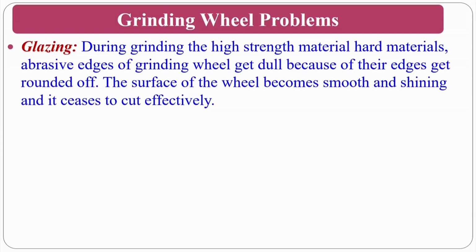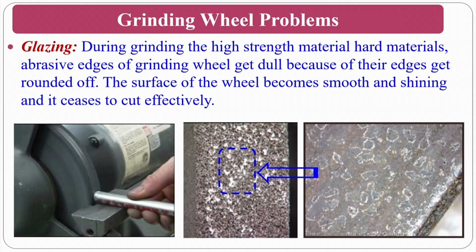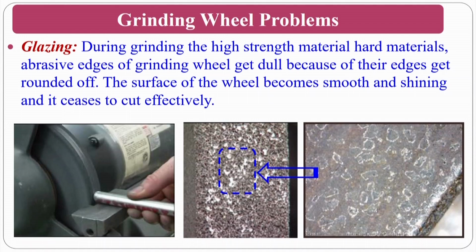Grinding wheel problems, the first one is glazing. What do you mean by glazing? Practically, glazing means it is shining. When you use a hard grade grinding wheel on high strength, hard material, what will happen? The abrasives cannot remove the material, but the abrasives also fracture and become dull. As you can see here, the abrasives are fractured in figure 1.